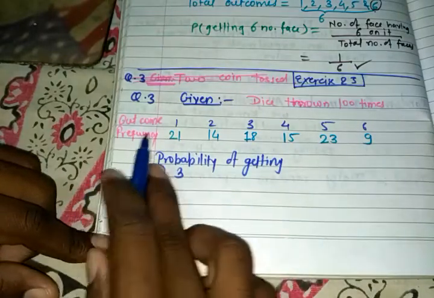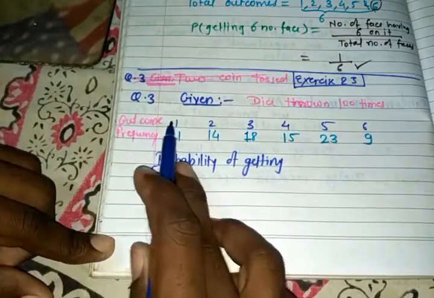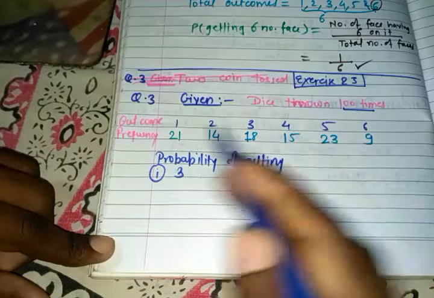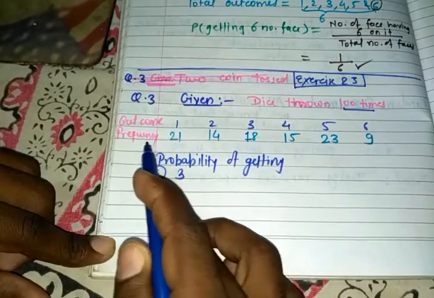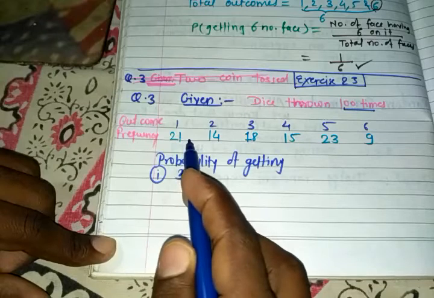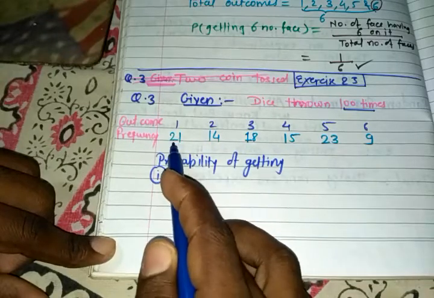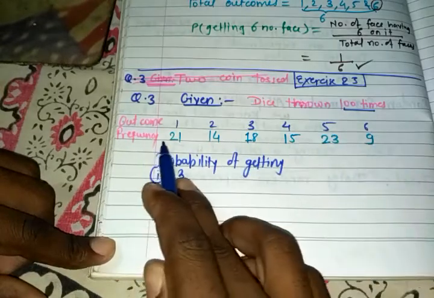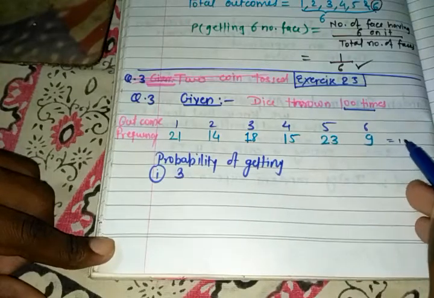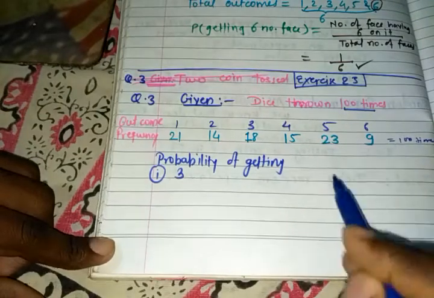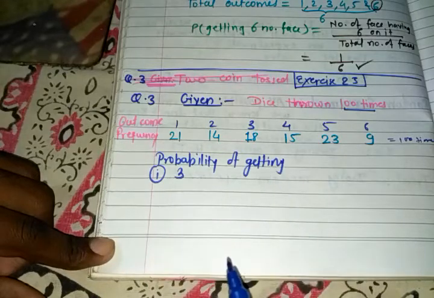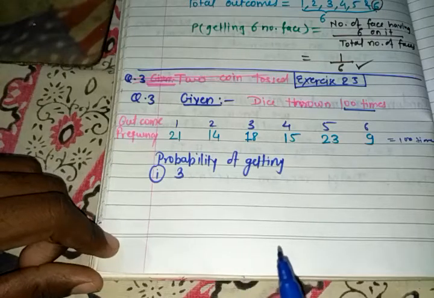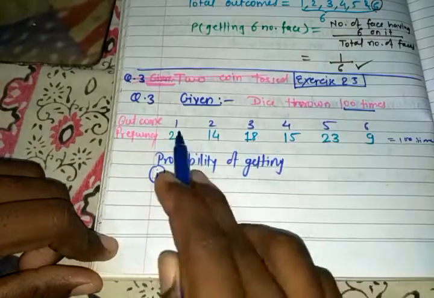In that problem they have given the table of outcomes obtained after throwing the dice 100 times, right? Each outcome has some frequency, meaning the number of times that outcome comes. One comes 21 times, two comes 14 times, likewise 3, 4, 5, 6, and the total of all these frequencies will be 100, right? When they throw the dice randomly, we should get some outcome from 1 to 6, right?